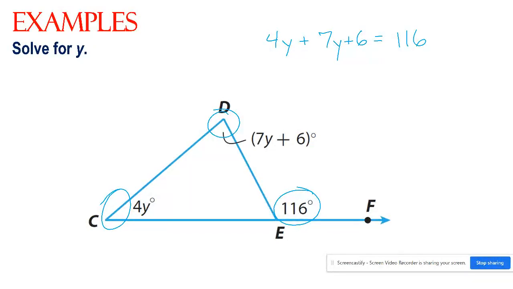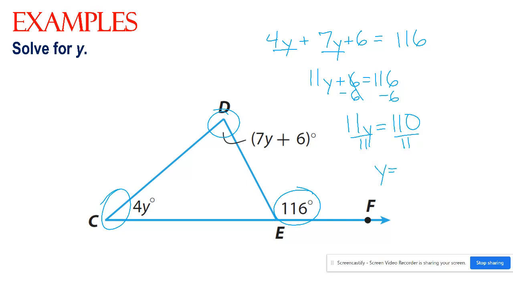And now I just solve my equation for y. So I'll combine my like terms. I get 11y plus 6 equals 116. I subtract the 6. And this is going to work out really nicely. I get 11y equals 110. When I divide, I find that y equals 10.